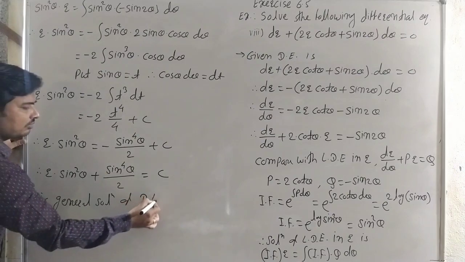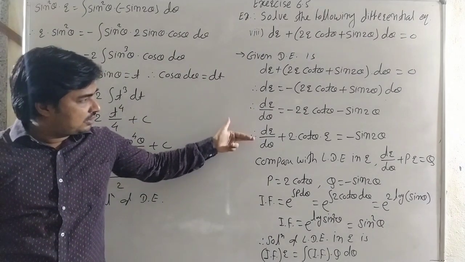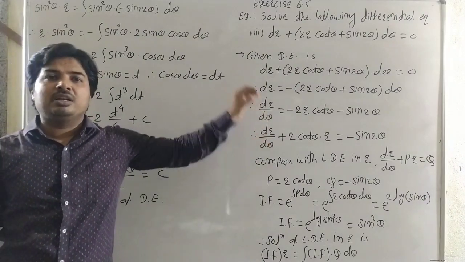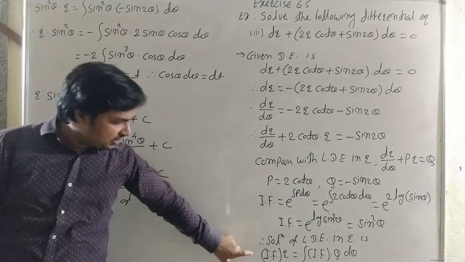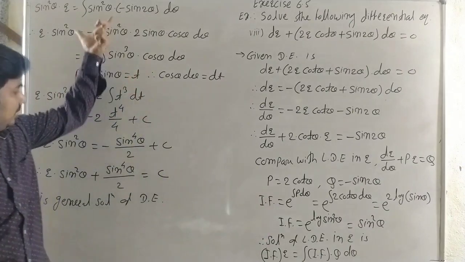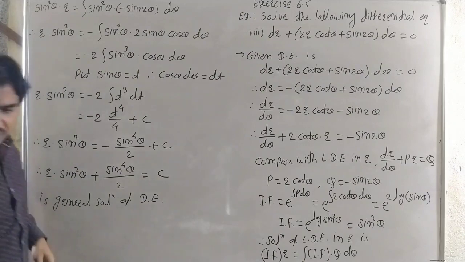of the given differential equation. See carefully, it is a linear differential equation in r, so it is dr by d theta plus pr is equal to q, where p and q are functions of theta, and it is a solution of the linear differential equation in r. Here the last answer is the general solution. Now we see the next example.